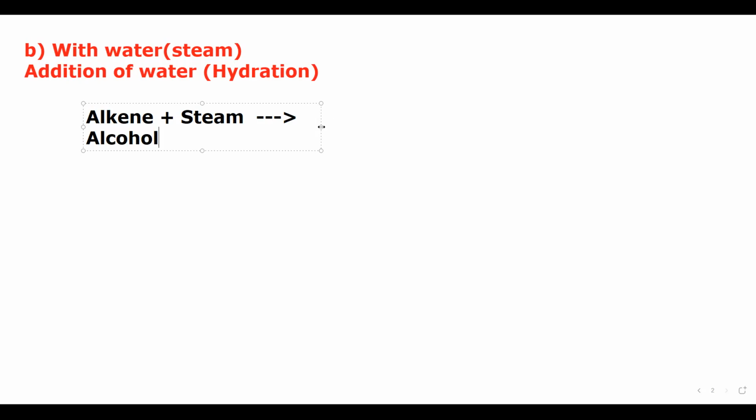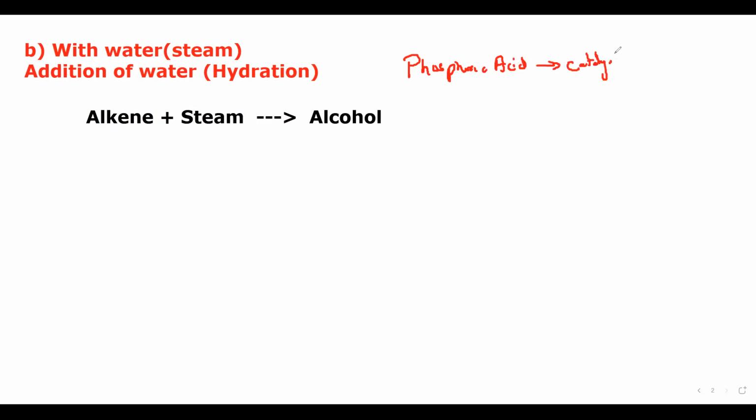Again, you have to learn the reaction conditions, at what condition it will form this product. It should be phosphoric acid as a catalyst. The phosphoric acid is used as a catalyst. And there should be a high temperature.